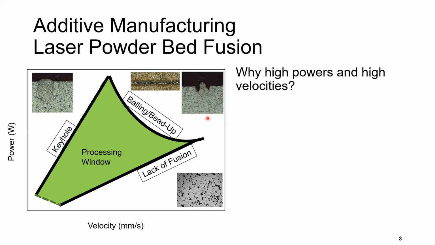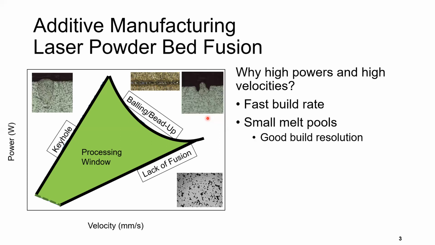Now, this is a good time to ask, if we know this defect occurs at high laser powers and velocities, why are we looking there? What is the advantage of these parameters to begin with? And the answer to that is that at these parameters, we get the fastest build rates for this process. Laser powder bed fusion isn't a particularly fast metal additive manufacturing process in comparison to some of the other ones out there. So finding ways to speed up the process is very important.